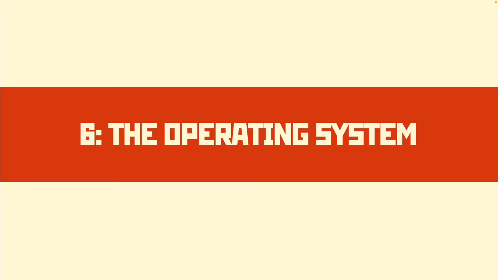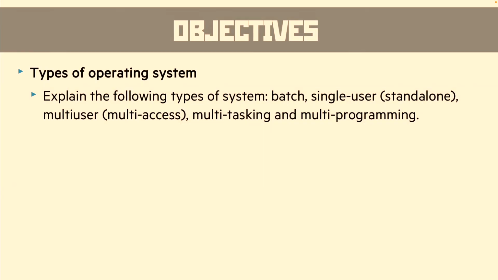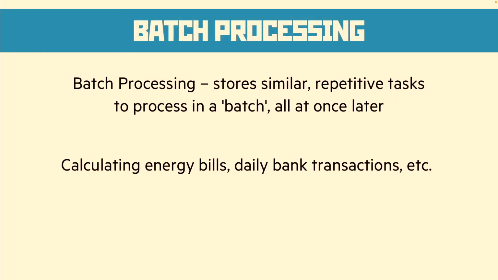Next topic, the operating system. Okay, we need to explain the following types of system. Let's go through them. Batch processing systems basically store similar repetitive tasks to process in a batch. So basically all at once later. Normal batch processing systems click over into processing mode at a certain time of day and will be storing the records for the actually active working hours.